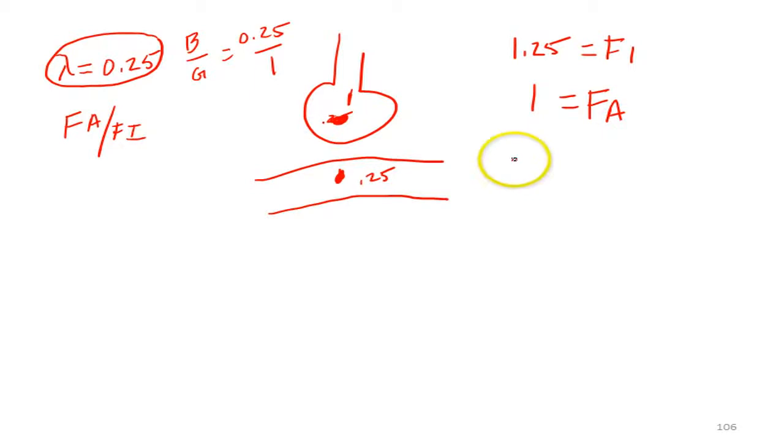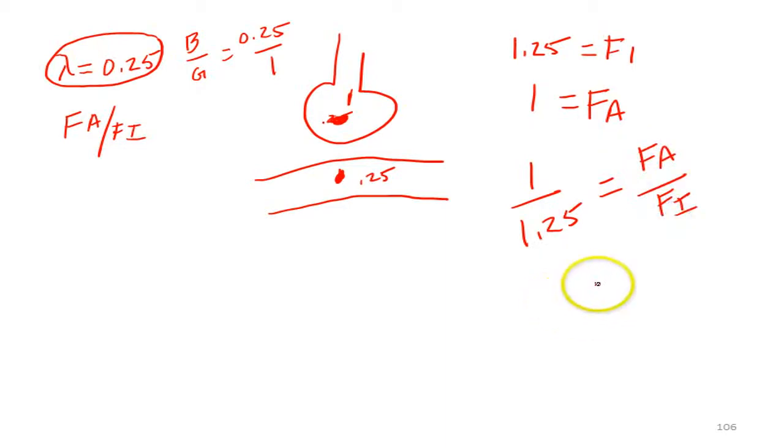So, if now 1 over 1.25 is equal to my FA at equilibrium over FI. So what does that equal? I think it's 0.8, is it not? So that's where that came from. That help?